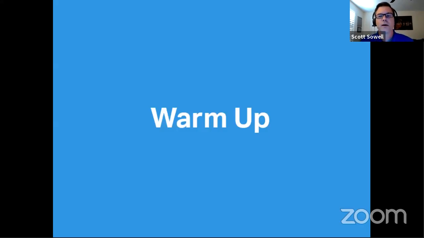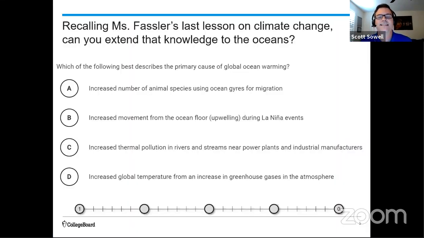So let's warm up our brains here. Ms. Fassler did an insanely good job the other day talking to us about greenhouse gases and climate change. She talked about the idea of more heat being trapped in our atmosphere. I want to see if you can translate that information over into thinking about the oceans now. This question says, which of the following best describes the primary cause of global ocean warming? Take 30 seconds or so and choose the correct answer.